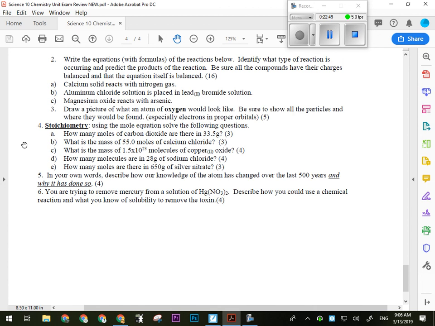Describing in your own words how the structure of the atom is changed, and you're trying to remove mercury from a solution of mercury nitrate. Describe how you could use a chemical reaction and what you know of solubility to remove it. Okay, so very similar to what you're going to get. And in fact, very similar in length as well. That has 6 questions. Your test has 6 written response questions.